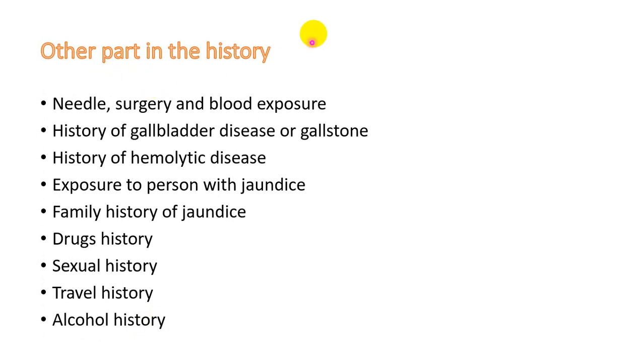Other parts that are important in history include if the patient has a previous history of needle stick, surgery, blood exposure, which could indicate previous infection with mainly hepatitis B or C. If there is any history of gallbladder disease or gallstone previously, if there is any history of hemolytic disease, and there is overproduction of bilirubin from blood hemolysis, there is exposure to patient with jaundice, again with infection, family history of jaundice, which could indicate either infection or inherited disease of the liver.